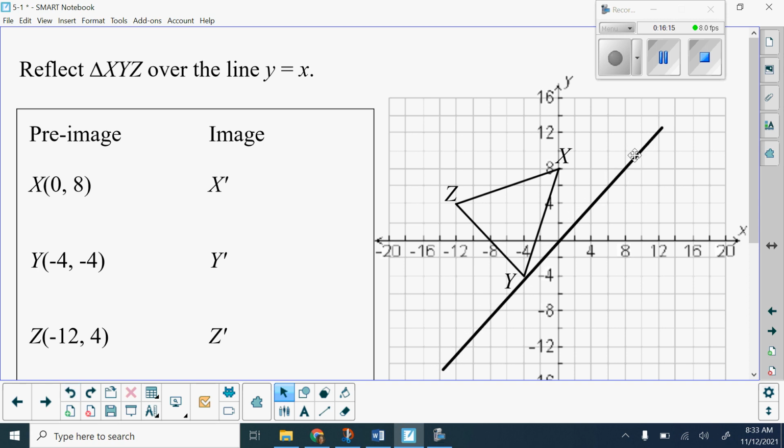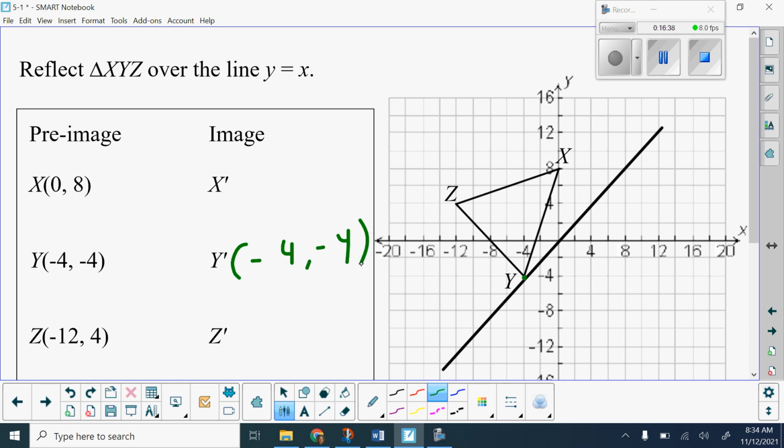There we go. All right, so I want to see what happens if I flip this over. Well, one thing you might notice is that y is on y equals x. So that means this one's not going to change. For all the other ones, what happens?